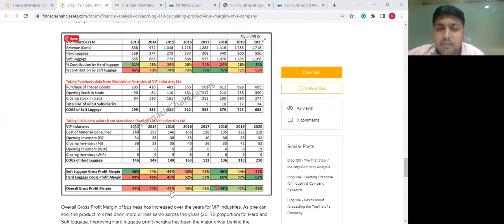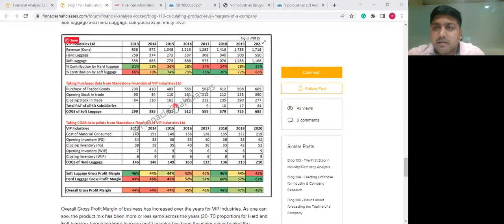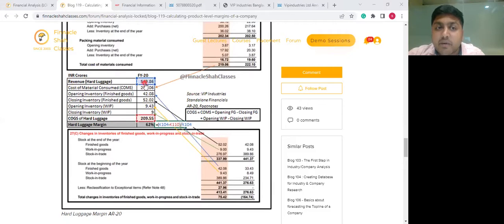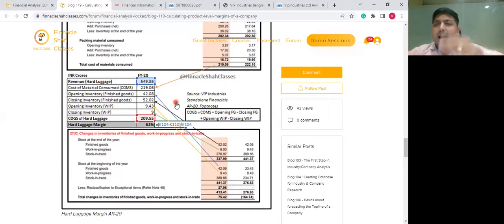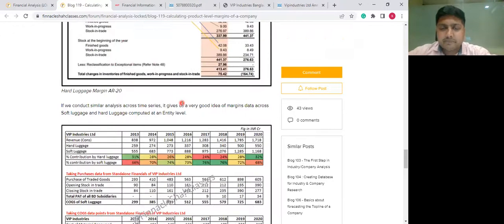But when we take a look at the profit margins, the overall profit margins of the business have increased from 44% to 48%. Remember, this number is overall profit margin. Now, how do you get overall profit margin? Overall revenue minus overall COGS. Please do not make a mistake while we were calculating hard luggage profit margin. We took hard luggage revenue, okay, guys? And hard luggage revenue was something which is available in the footnote, or you could have multiplied the percentage. So 547 more or less, 549. I basically multiplied the 32% to overall revenue, which is why we got that 549.